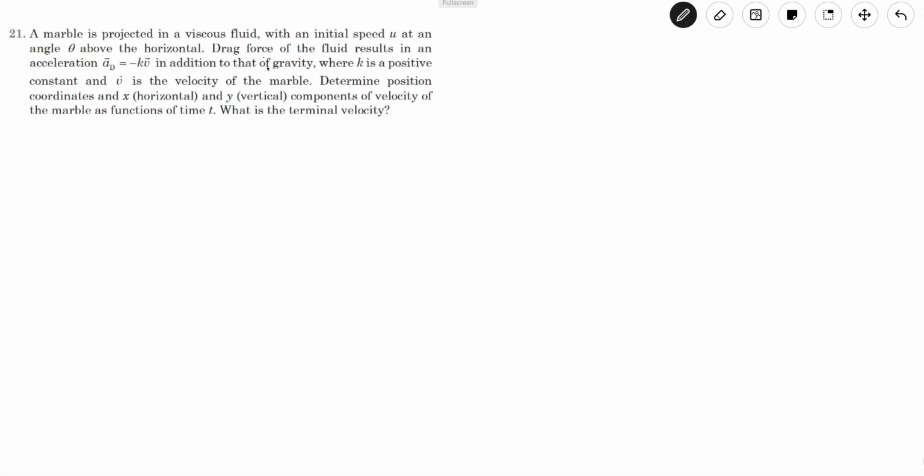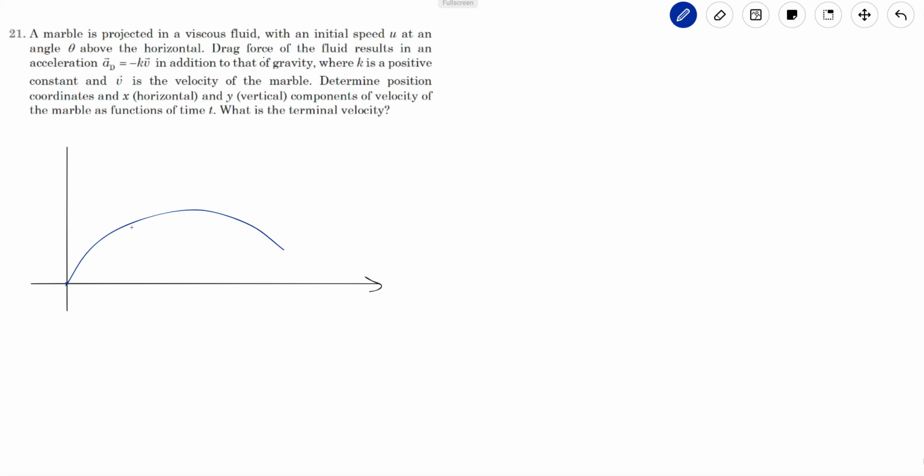Drag force of the fluid results in an acceleration a_D vector equal to minus kv vector in addition to that of gravity, where k is a positive constant and v vector is the velocity of the marble. So this is basically a projectile, and here a drag force is also there. So we can say that in this projectile, the acceleration is not remaining constant throughout the motion.